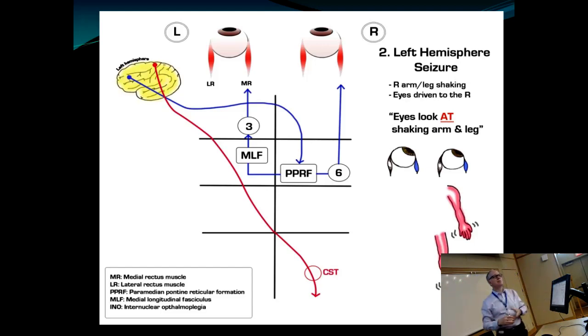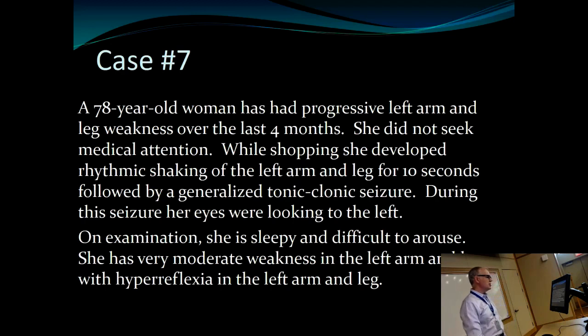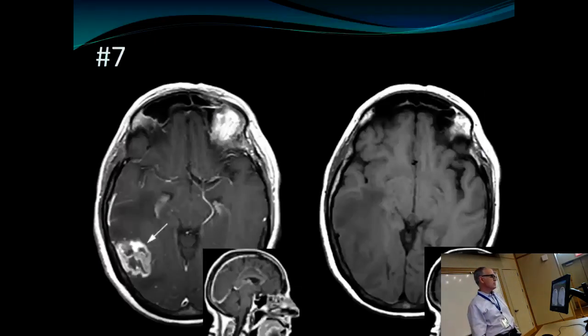This is a really common board question, I would say. The seizure is described, and you're asked to localize the lesion. So in a seizure that originates in the frontal lobe, the eyes will look at the opposite shaking arm and leg. In our case, the lesion's in the right hemisphere, so the left side of the body shakes and the eyes look at the left arm and leg. So we know where we're looking for a lesion. We're looking for something, in this case, in the right frontal lobe.